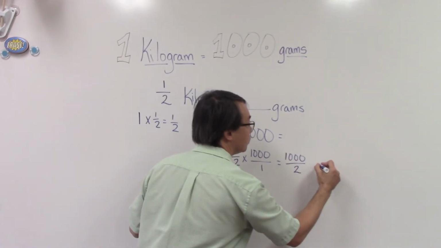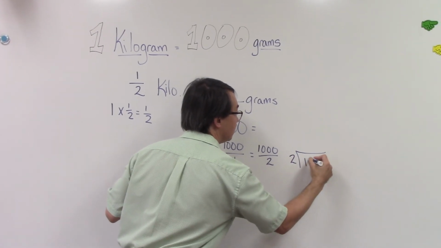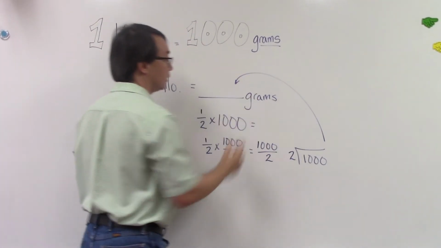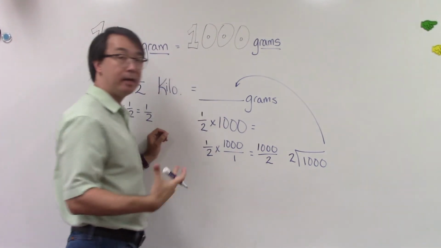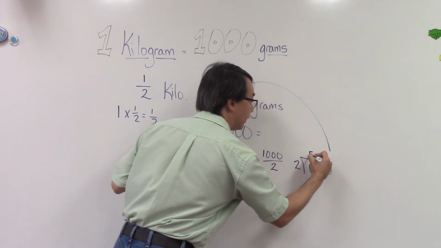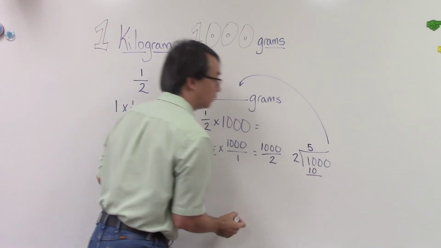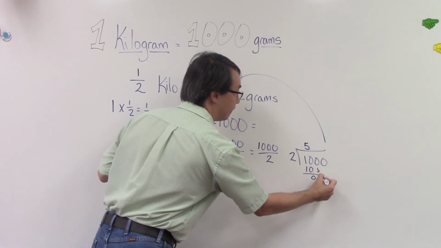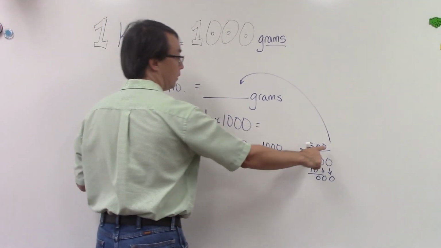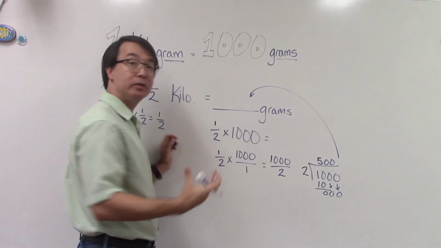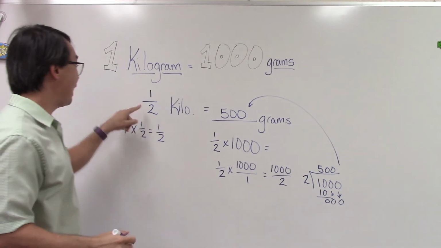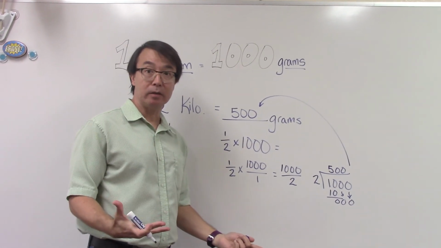Divide it. 1,000 divided by 2 will give you your answer, right? Whatever we get here, it's going to be our answer. All right, how many times does 2 go into 10? 2 times what is 10? 5 times 2 is 10. Right, 0. Bring down your 0. Bring down your 0. 500, right? 500. And you can always check your work. 500 times 2, right? Check your work.